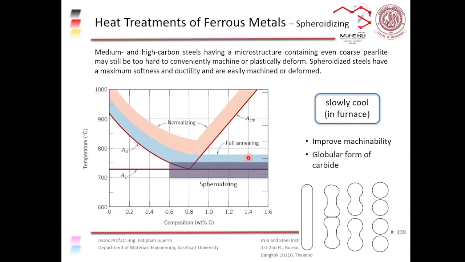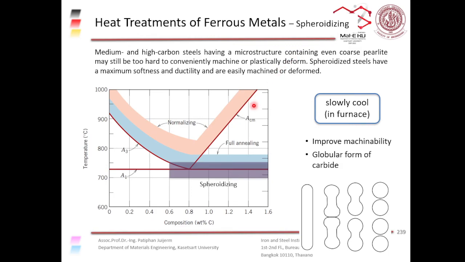Okay. Next process is called spheroidizing. Spheroidizing process is a process that turns the microstructure into spheroid. Okay, so well, you know what a sphere is, right? A sphere is like a globular shape, round shape structure. A spheroid is a spherical shape. So spheroidizing is a process to make something into spheroid in shape, right?